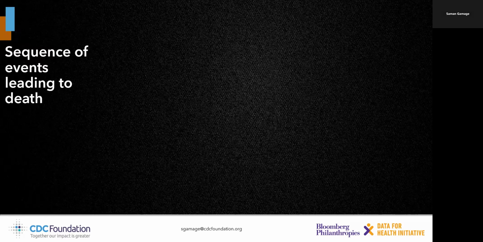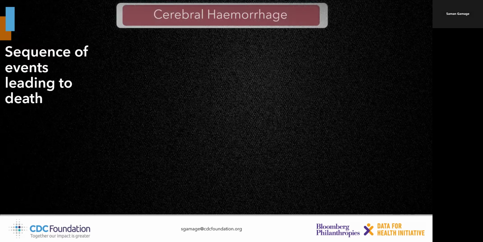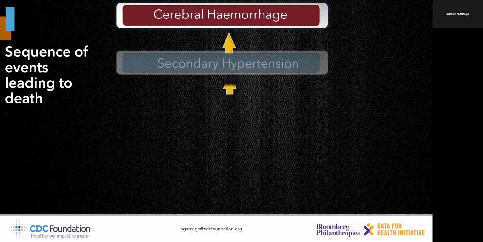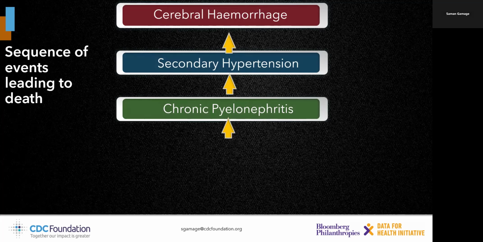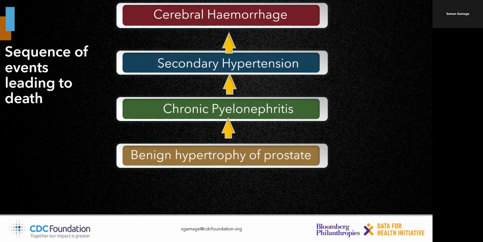So in this case, the sequence of events leading to death: the immediate cause of death is cerebral hemorrhage. And cerebral hemorrhage was caused by secondary hypertension. And secondary hypertension is due to chronic pyelonephritis. And chronic pyelonephritis is caused by benign hypertrophy of prostate.